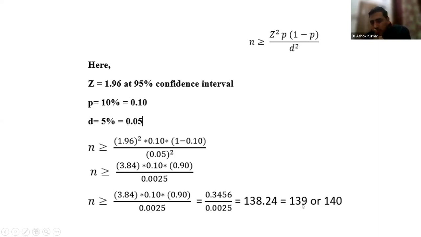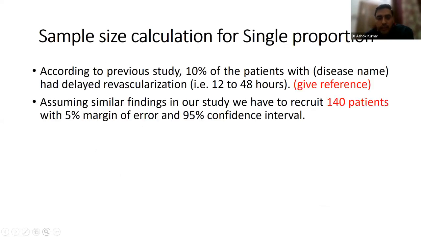We are taking samples, patients. We cannot take 138.24, so we have to take a whole number. When I round it, I can take 139 or 140. Greater than or equal to, it means I can take 140. So I have to recruit 140 patients in my study if my primary outcome is delayed revascularization in 10% of the patients according to the previous study.